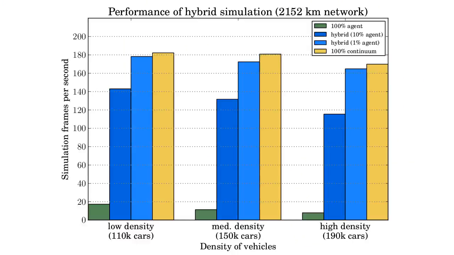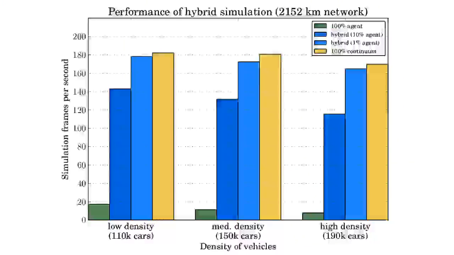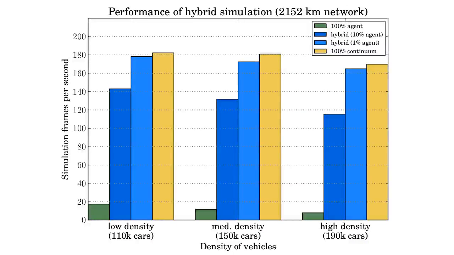We conclude our supplemental video with a brief discussion of the performance advantages of our hybrid method. This chart demonstrates the simulation frames per second achieved on an Intel Westmere processor for low, medium, and high-density traffic flows. Numbers are presented for 100% agent-based simulation, 10% agent-based simulation, 1% agent-based, and pure continuum simulation, that is, 0% agent-based.